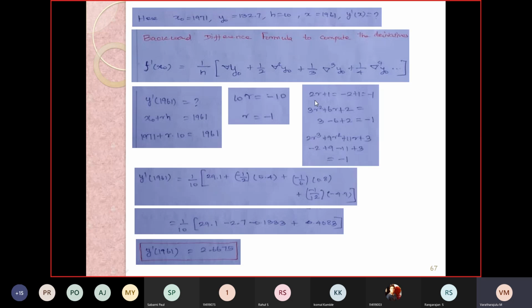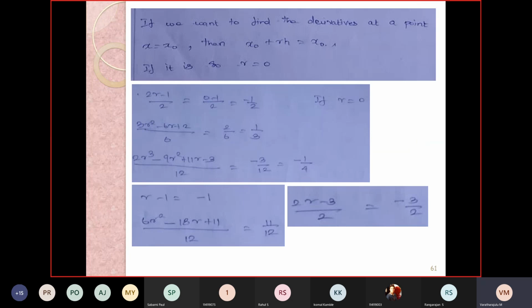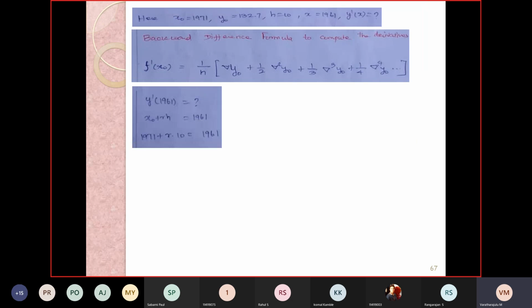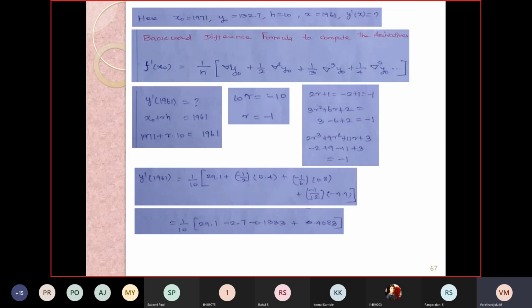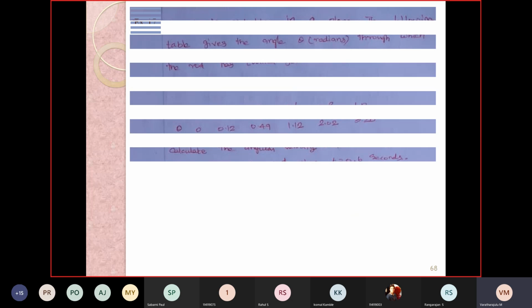Here see where we have 2r plus 1, 3r square plus 6r plus 2 and 2r cube plus 9r, and we have data. See the formula. Here, find the coefficients. These are all the coefficients, 2r minus 1. This is what I have applied here. And this is for your practice.